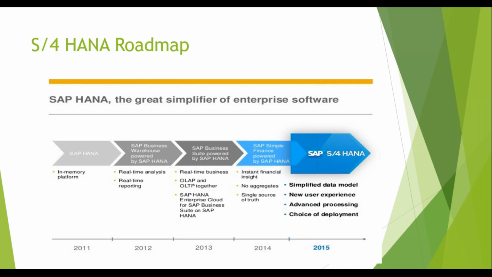Now, once the ECC was available on HANA database, SAP thought of how to simplify the processes. So if I have the ECC on SAP HANA, it will only provide me speed. How am I going to improvise the processes? How am I going to improvise the user experience? Because just by replacing your traditional database with SAP HANA, it is not going to give you the simplified user experience. It is not going to give you the simplified processes. So this was a time when SAP thought of simplifying the processes.